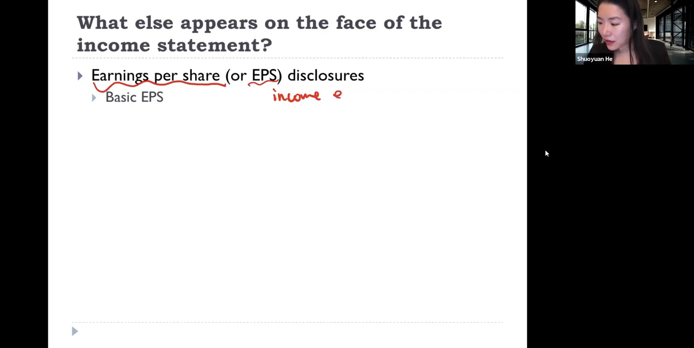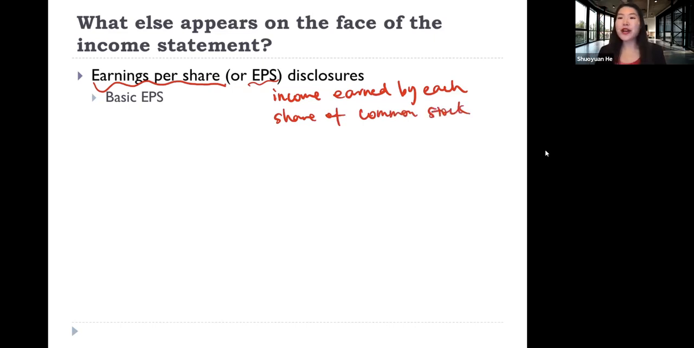income earned by each share of common stock. Earnings per share, that is earnings per share. But the key here is it is the income earned by each share of common stock. So it is only for common stock stockholders.